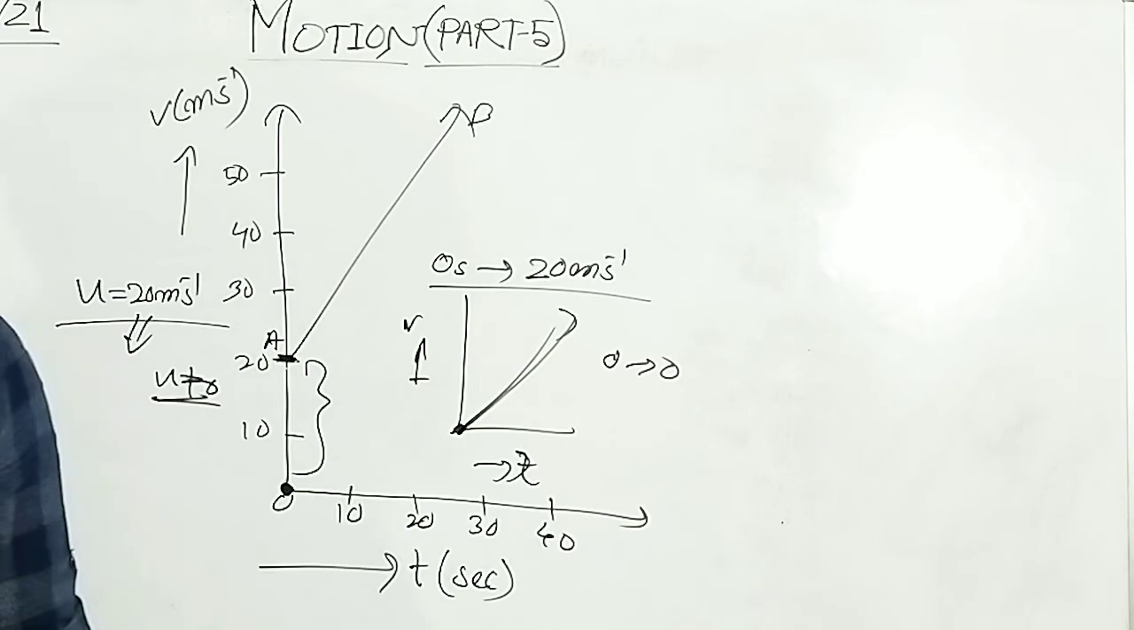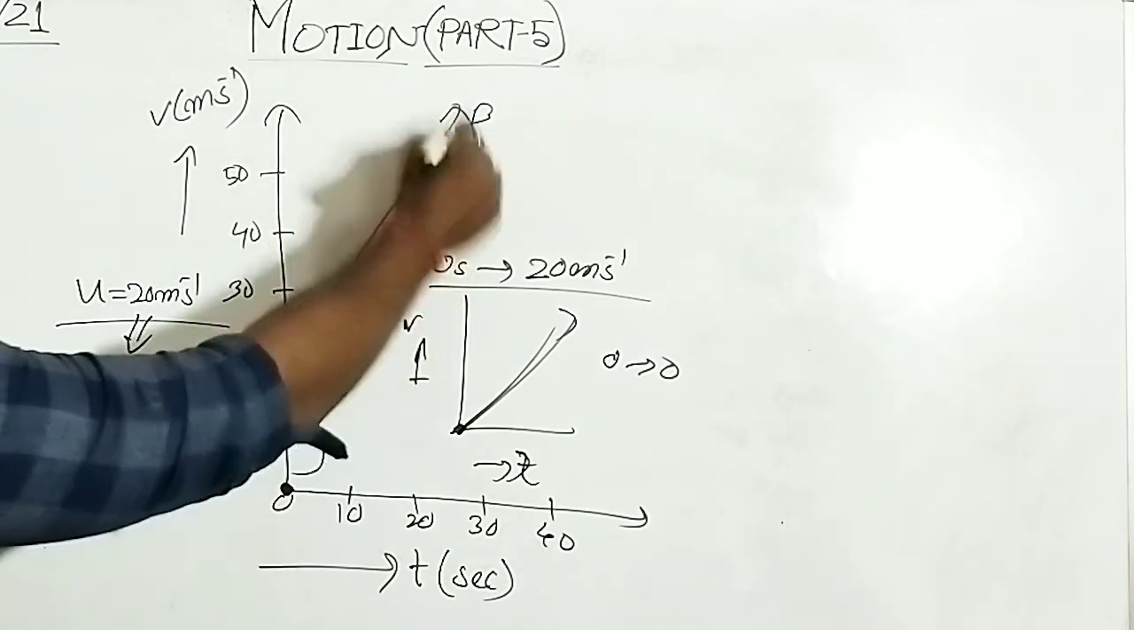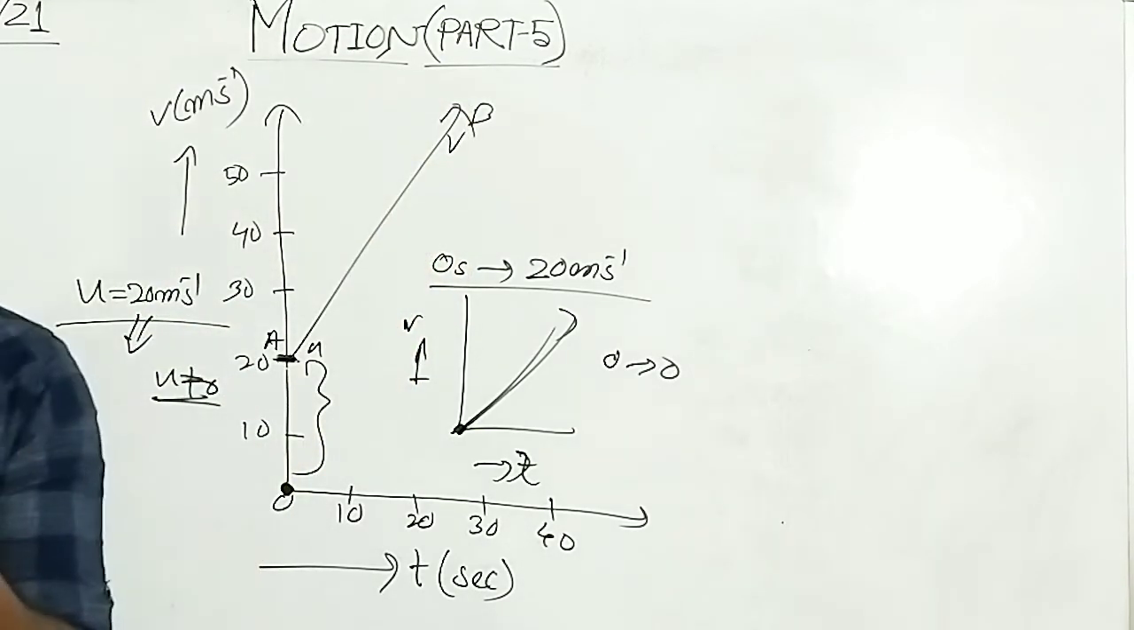Its starting velocity is more than 0, and it gains velocity uniformly from 20 meter per second, right? That means this is the initial velocity and this is the final velocity. So this is the correct answer.